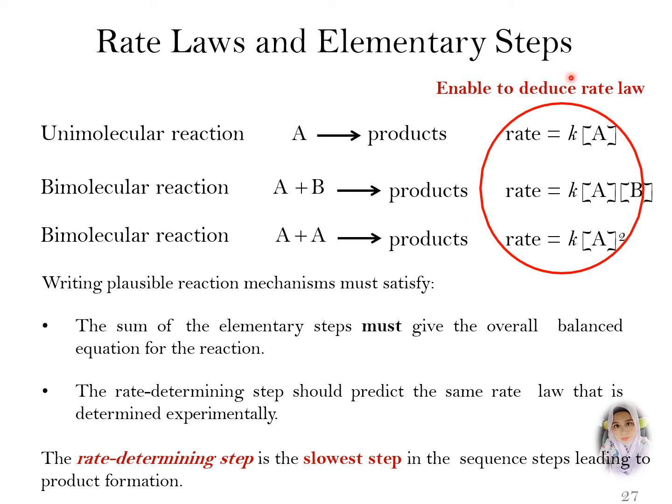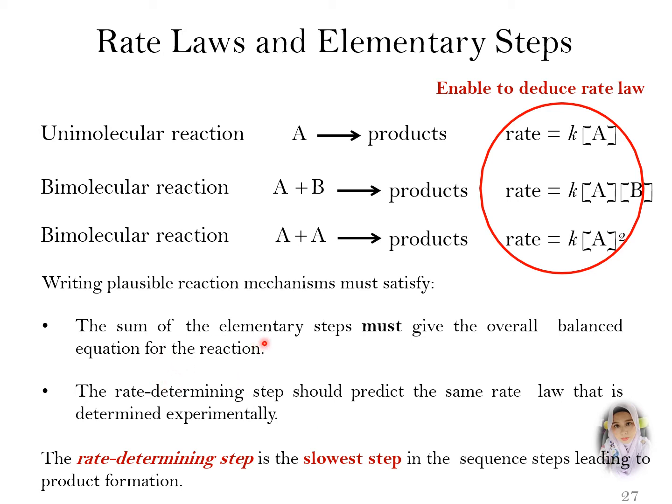Okay, rate law and elementary step. For example, for unimolecular reactions, for molecule A, the rate of reaction is equal to k times the concentration of A. For a bimolecular reaction, which involves two different species, A and B, the rate is equal to the constant times the concentrations of A and B. For a bimolecular reaction with the same species A, the rate is equal to k times the concentration of A to the power 2.